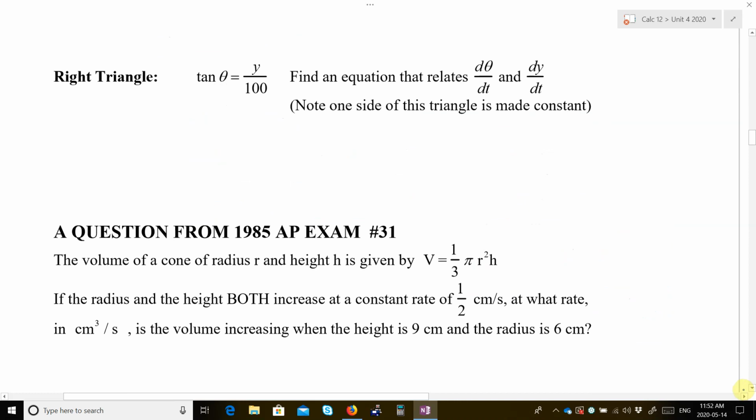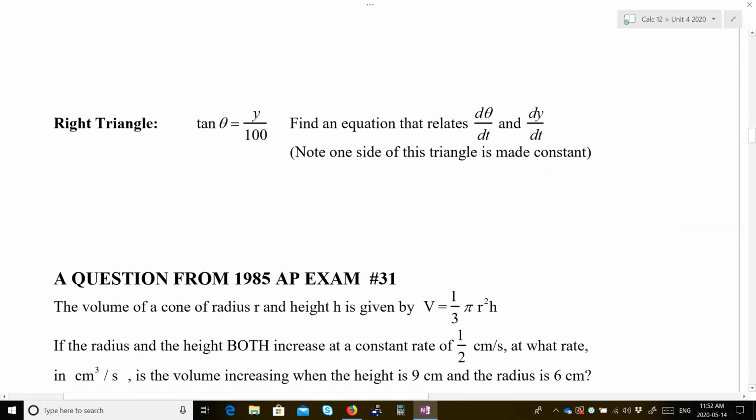All right, in a right triangle, tan theta equals y over 100. So that would be a situation like this. It has to be a 90-degree triangle to use SOHCAHTOA, and it would be opposite over adjacent, like so. Find an equation that relates d theta dt and dy dt. So as the angle changes, how does y change?